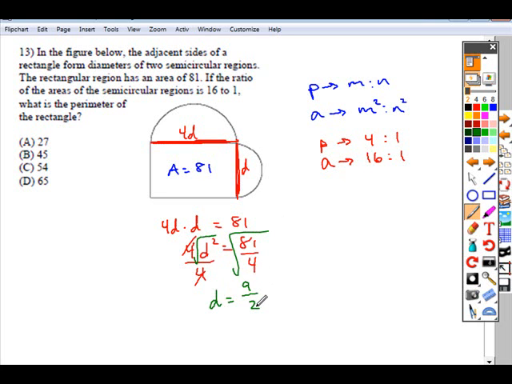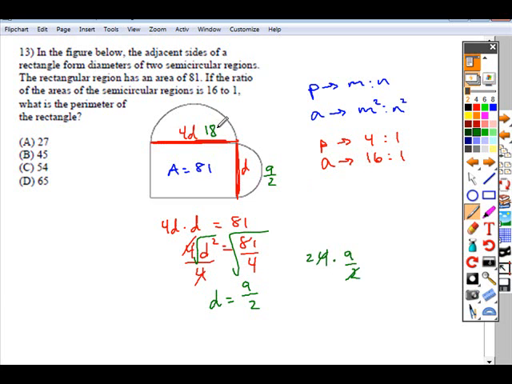Since we're dealing with a measurable distance, you can only account for the positive roots of those. So 9/2 is this measure, which means the diameter of the larger semicircle is going to be 4 times that. And so if you took 4 times 9/2, 2 goes into 4 twice. 2 times 9 gives you 18.